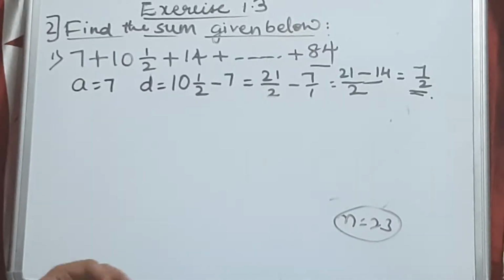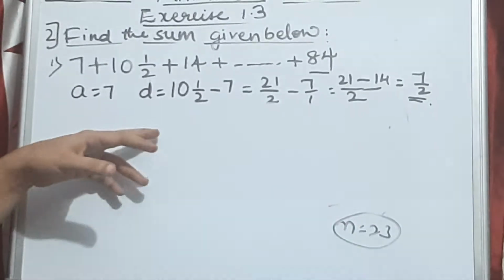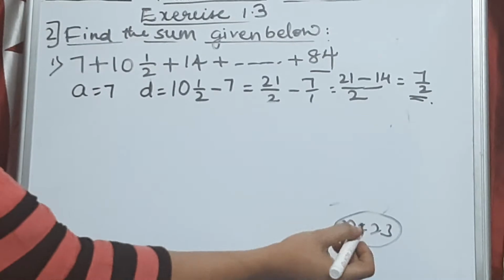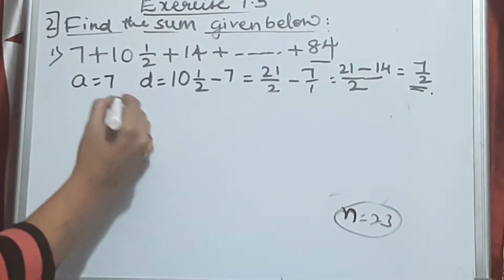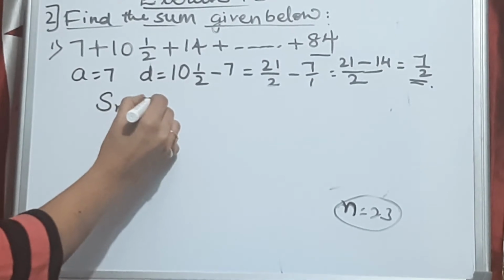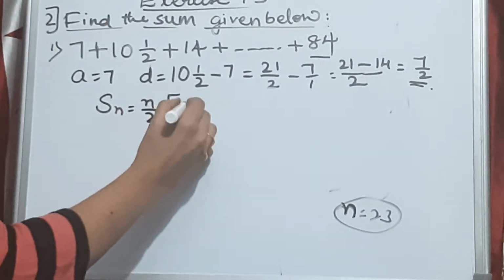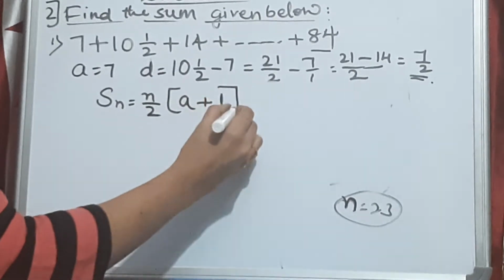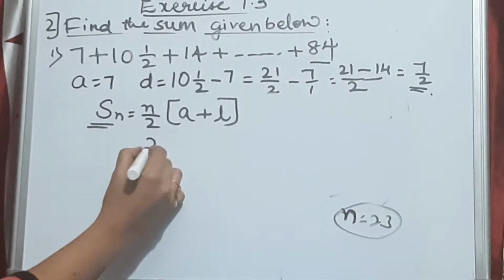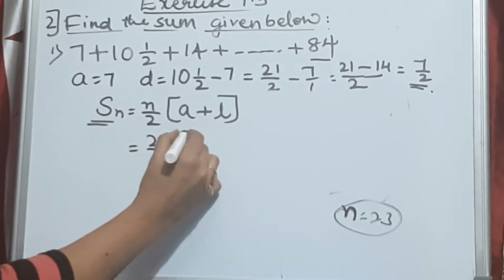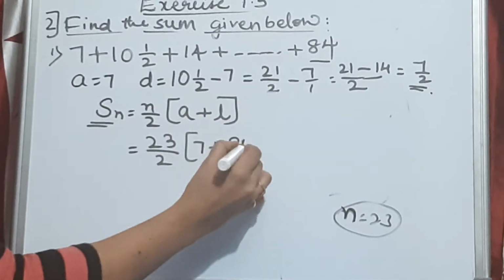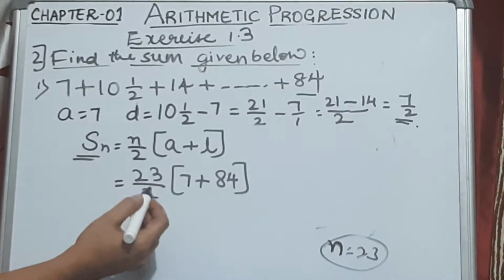Okay student, by using the nth term formula for L, we find n, the number of terms. Now for the sum, Sn is equal to n by 2 into (A plus L). This formula we have to use. Here n is 23, A is 7, L is 84. So 23 by 2.